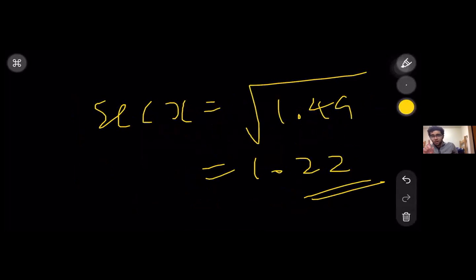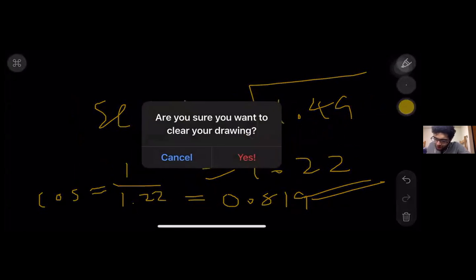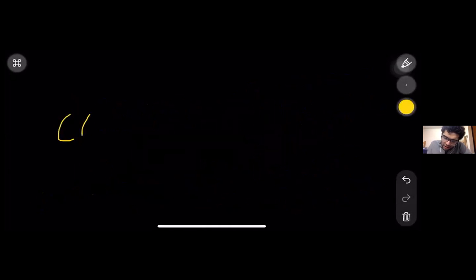Now let's calculate sine. Now we know secant. So secant was 1 over cos. Right? Secant was 1 over cos. So if secant is 1.22, cos is going to be 1 over 1.22, which is going to be 0.819. Okay, so we got cos. So to get sine, we first get cos of x, which is now 0.819.